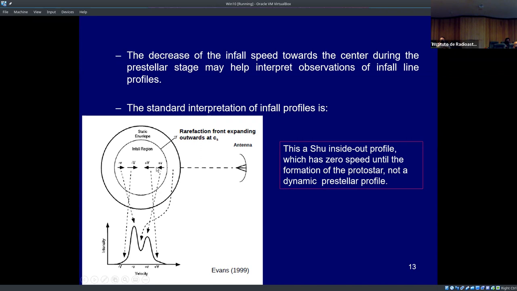This inner part of the near side of the core is somehow obscured by the near side of the core. And the opposite happens here. The far section of the far part of the core is partly obscured by the inner part of the far side. It's kind of complicated, but what that means is that you are going to see a higher excitation temperature for the far side, because you have a higher density here, and you're going to see a lower excitation temperature for the near side, because you're seeing the lower density part of the core. And that's what gives you this asymmetric line profile. But now, this is assuming a shoe inside-out profile, which has zero speed outside. Oh, and then this absorption dip in the middle comes from the static envelope that's outside.